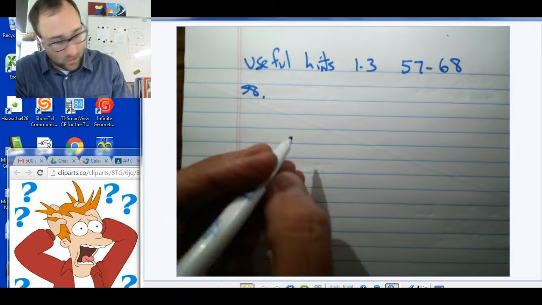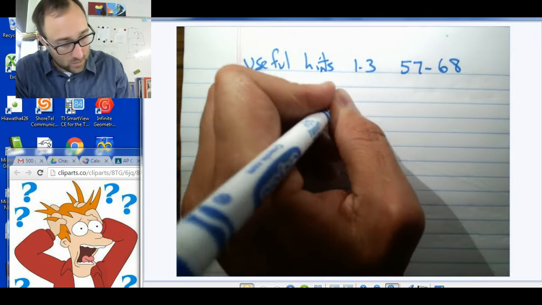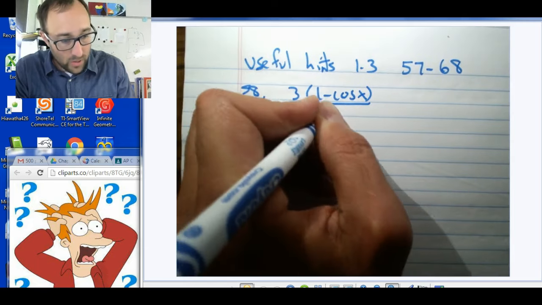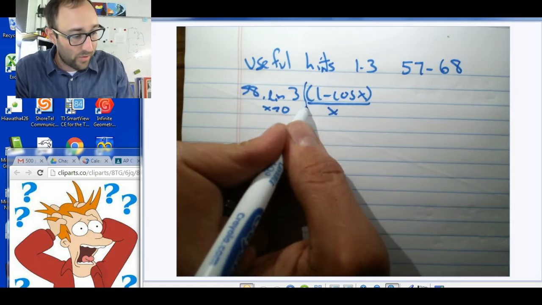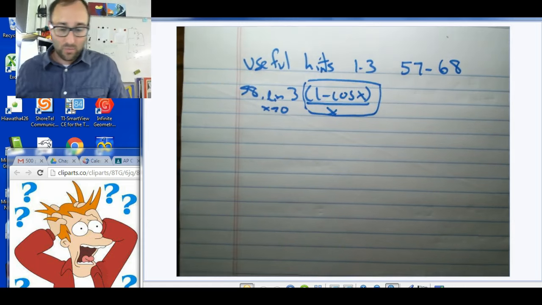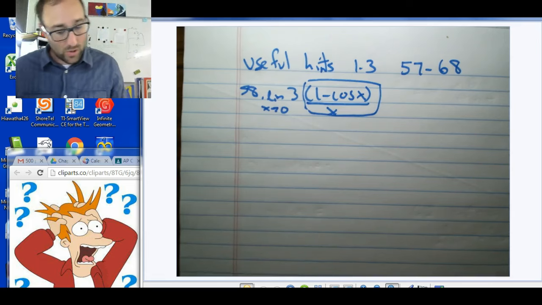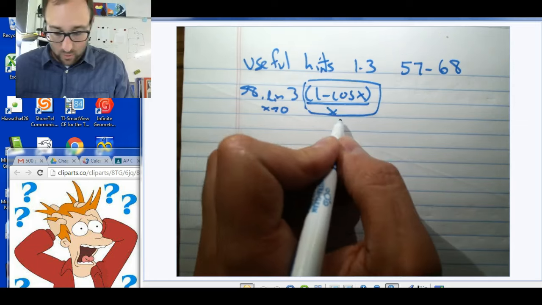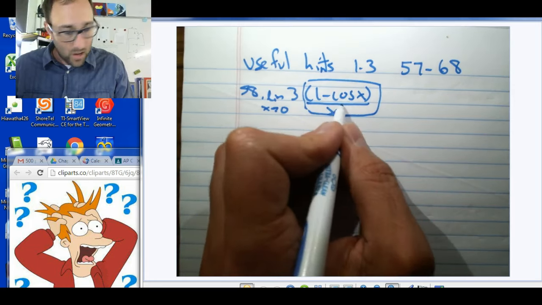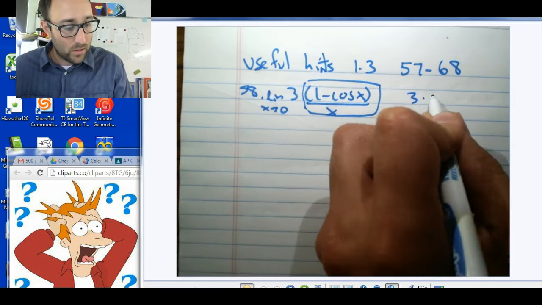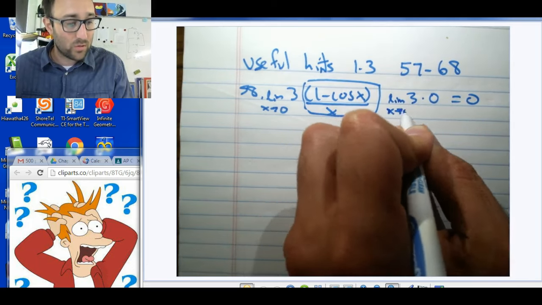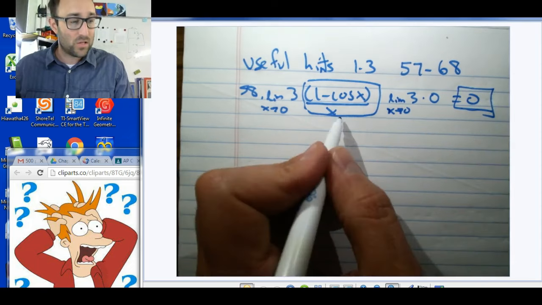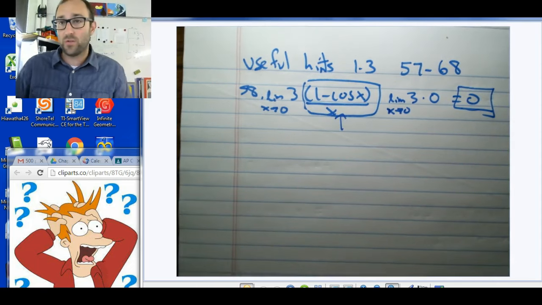And 58 says the limit of 3 times (1 minus cosine x) all over x, as x approaches 0. So this whole thing right here, if you go back in your book, is one of those special trig limits on page 62. So that means we can just say that thing really equals 0. And so 3 times 0 is going to equal 0. So it's the limit as x approaches 0 of 3 times 0, so that's going to be 0, all right? Because this whole thing is one of those special trig functions. So there's 58.